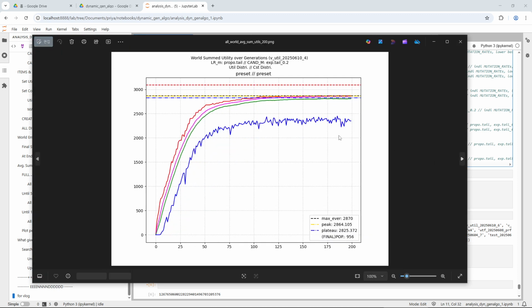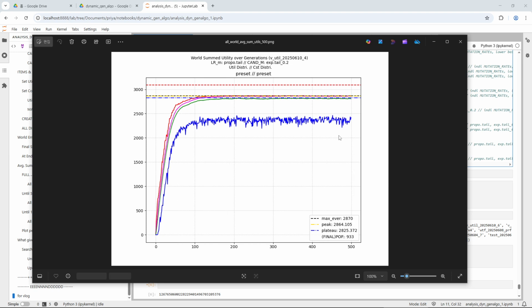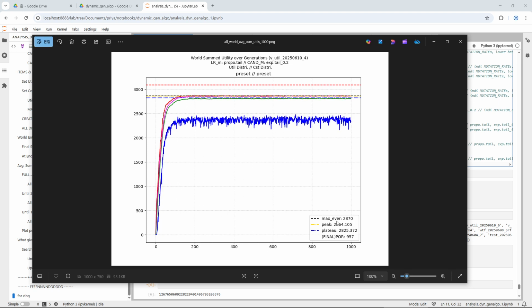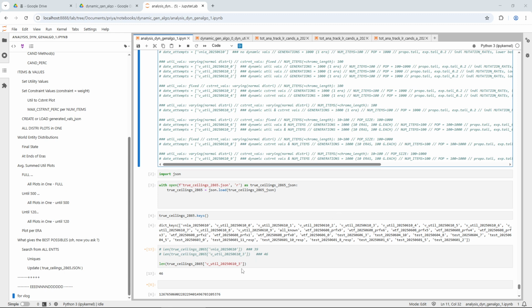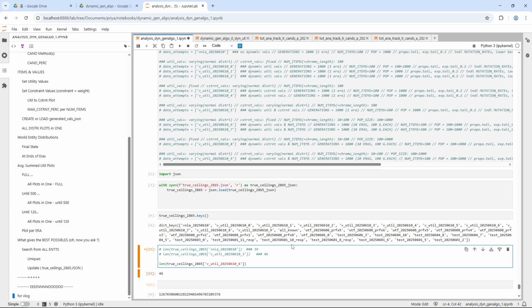Here are the summed utility plots. Generation 200, 300, 400. Again, the maximum ever is 2870. So it's no coincidence. It seems to be quite common. This seems to happen quite often. So again, I got 32. So I'll just write that.